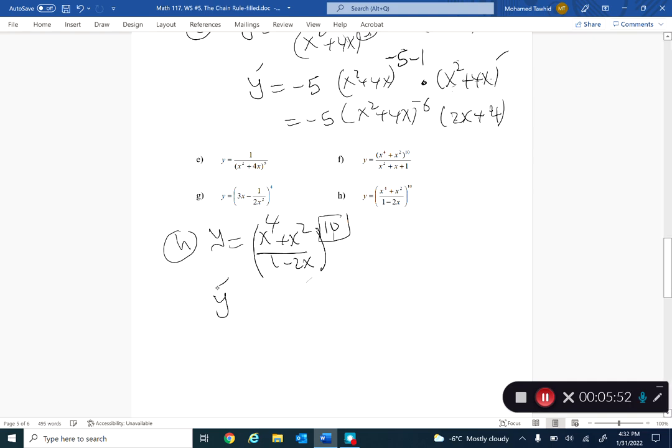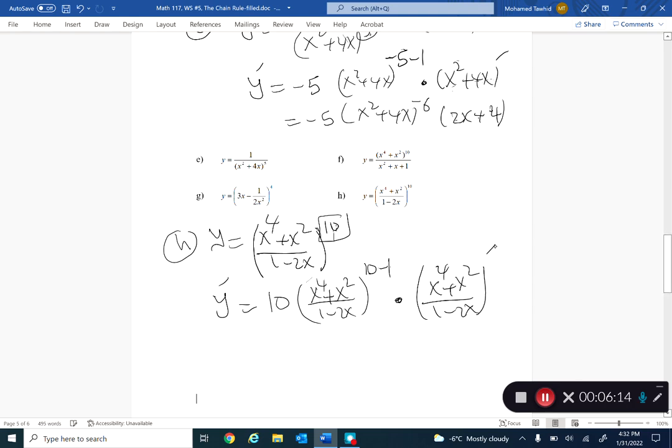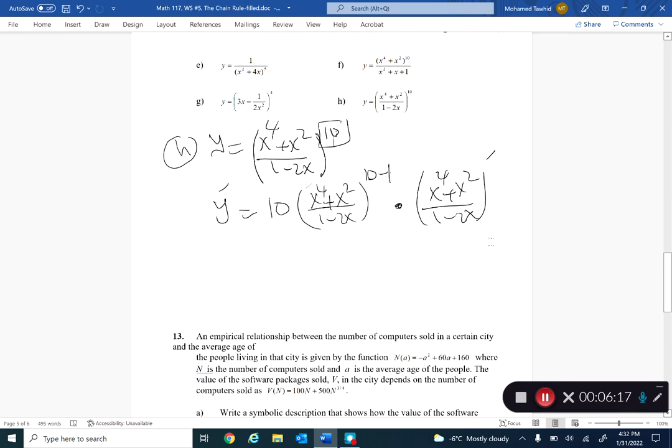So now I need to apply the rule, which is y prime. It will be n. Here is your bracket. Just copy the bracket as it is: x to the power 4 plus x squared over 1 minus 2x, to the power n minus 1. That is, n is 10, minus 1. And I have to multiply the whole thing by the derivative of whatever is inside the bracket. So if I simplify this, you get 10 times x to the power 4 plus x squared over 1 minus 2x, to the power 9, 10 minus 1 is 9. I have to take the derivative of this, right?